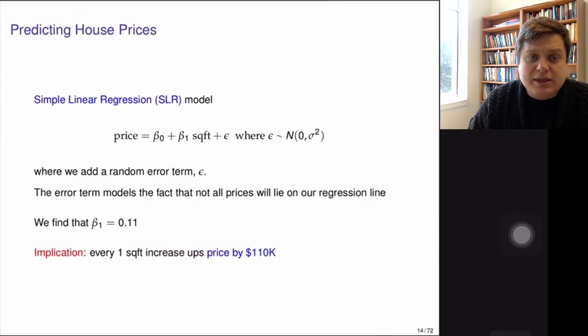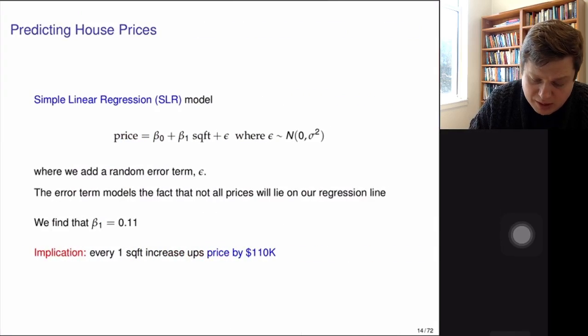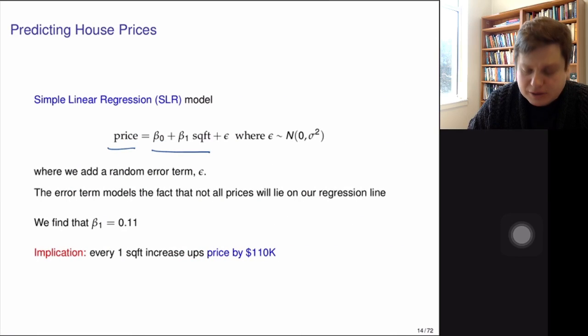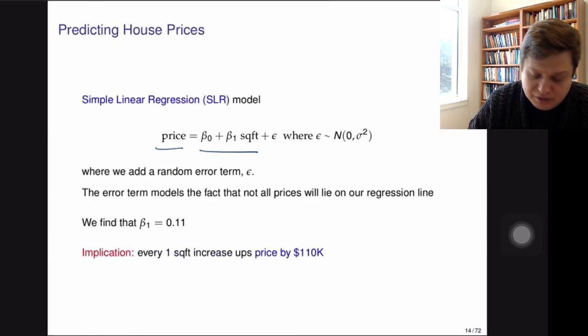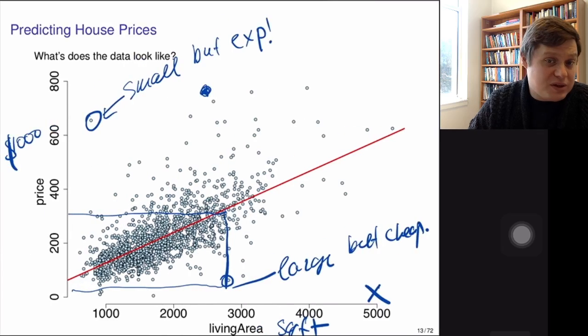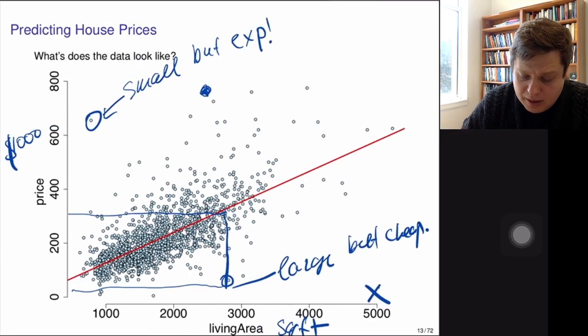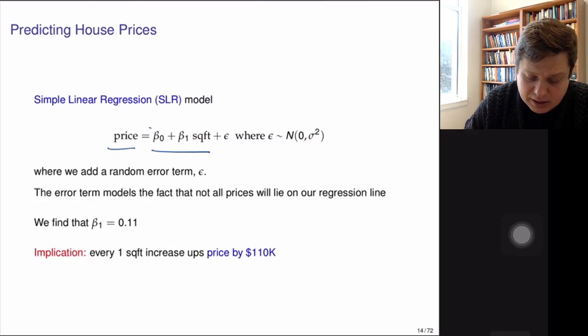Okay, so let's build the model. So this is our model. We're going to say that price is just linearly related to the square footage of the house. And since the points do not perfectly lie on the line, they actually deviate from this line, we say that the price is the point on the line plus some error. Okay, and that's how we write the statistical model.